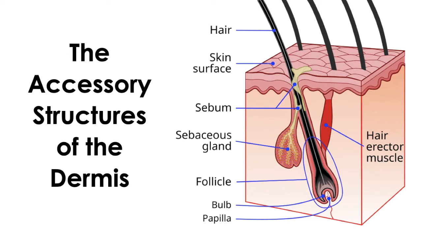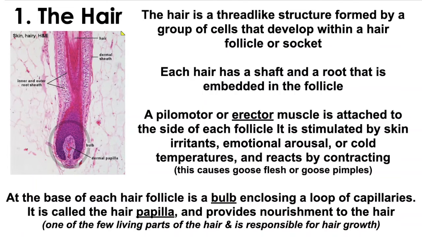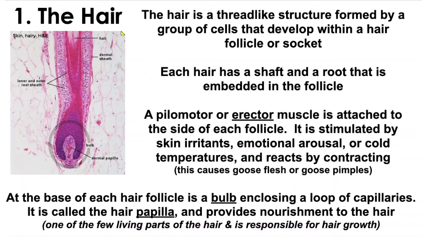That muscle provides the goose pimples or goosebumps, and it will move the hair follicle. So you do have a muscle hooked to each hair follicle. The follicle is the living, developing part of your hair. Each hair has a shaft and a root that's embedded in the follicle, and as it grows and develops, it will grow through the dermis and epidermis.